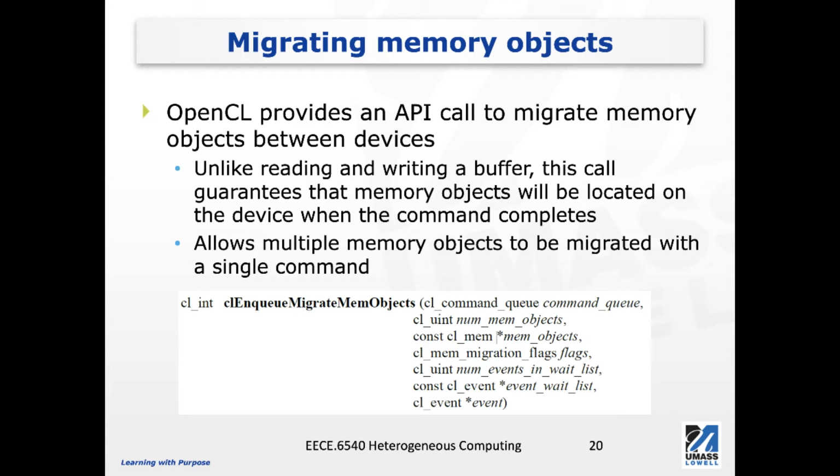If you have multiple devices, OpenCL actually allows you to migrate memory objects between devices. It's different from reading and writing a buffer. This call guarantees that memory objects will be located on another device when the command completes. And you can use this API to migrate multiple memory objects. And this API is called clEnqueueMigrateMemObjects.